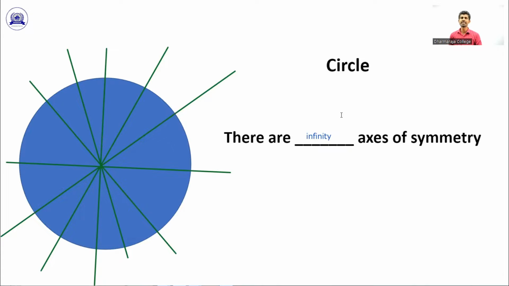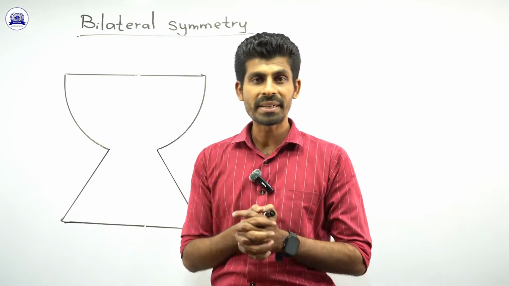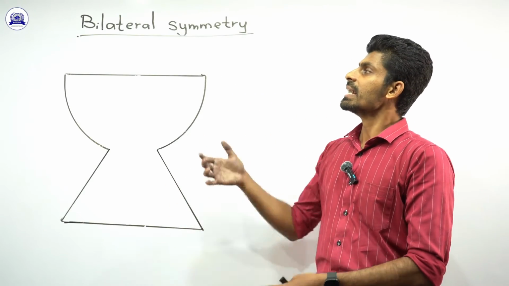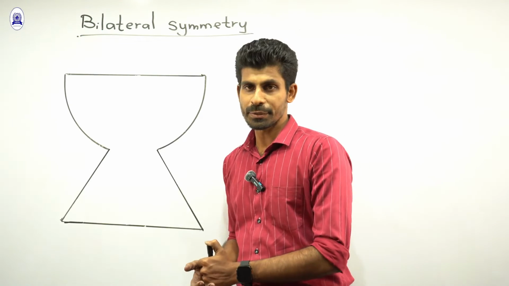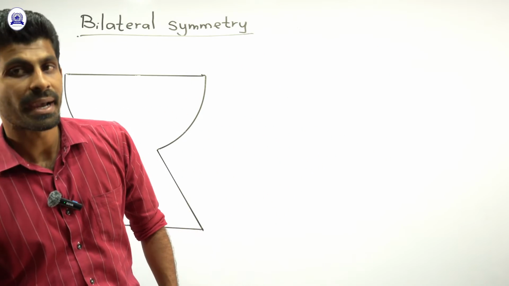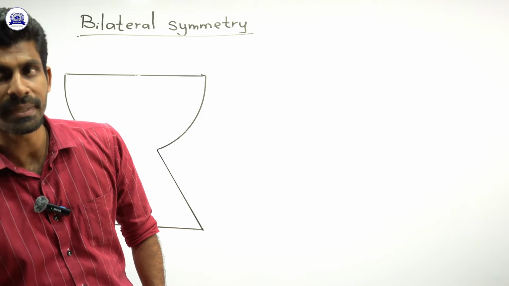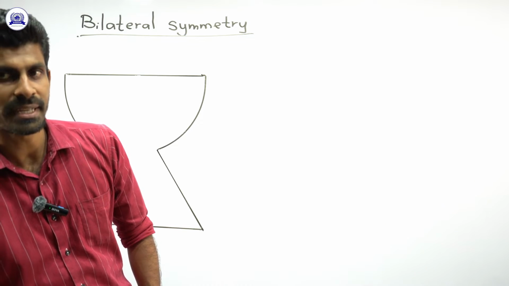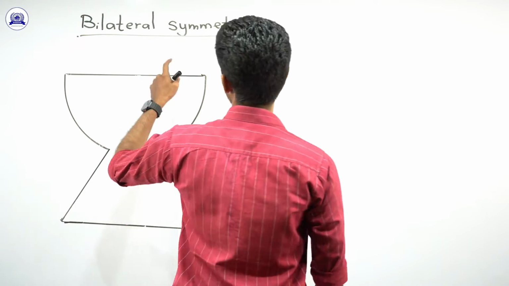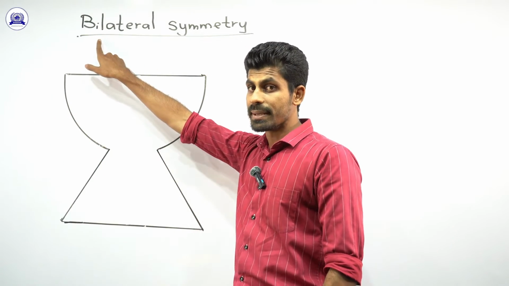Quickly move to the next session. Look at this one, my dear student. There is a subtopic called bilateral symmetry, right? Bilateral symmetry. That means bilaterally symmetric plane figures. Just look at the spelling of bilateral.